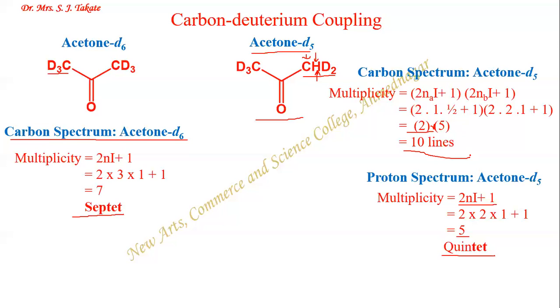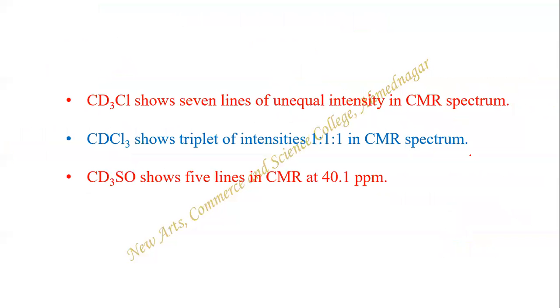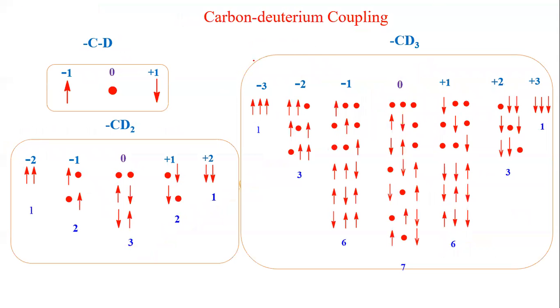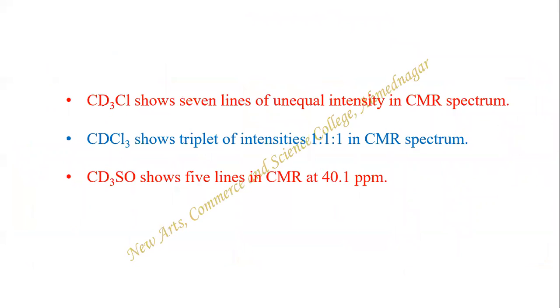This is how we can get the signal intensities and number of lines in various deuterated compounds. Now let us see some spin orientations of deuteriums with respect to the carbon atom. Before that, see some facts related to this.